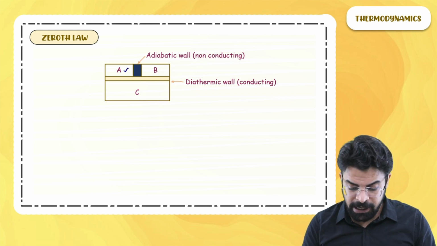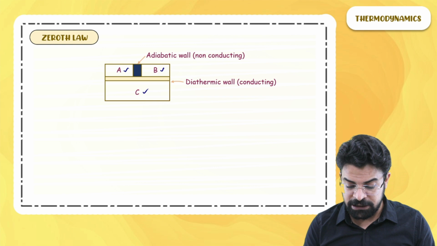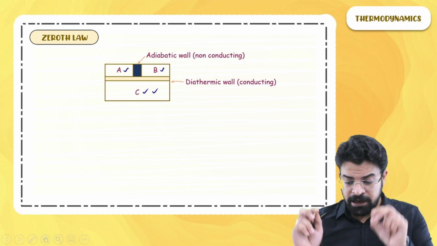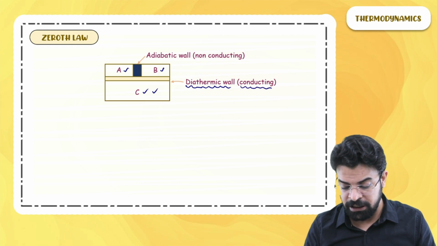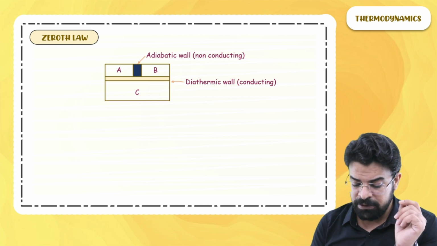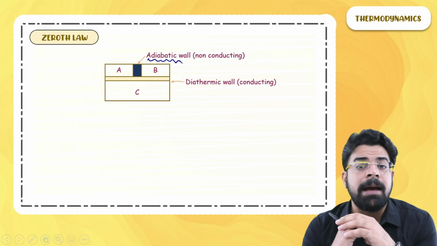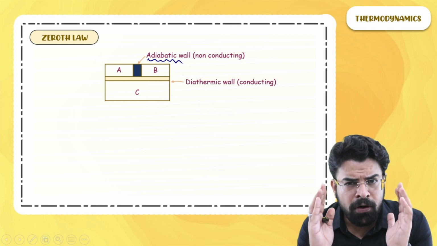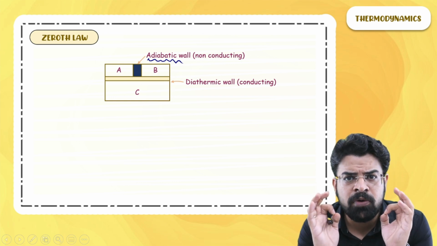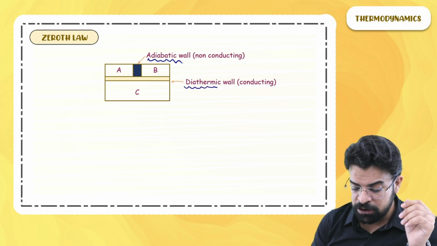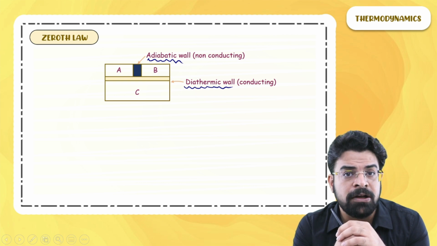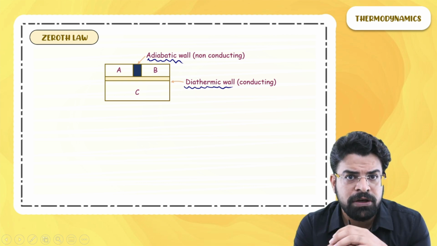While A and C as well as B and C are separated by a diathermic wall. Diathermic walls are made up of conducting material. Every time I say adiabatic wall, think of ceramic walls. The wall made up of ceramic will let only a very small amount of heat pass through it. And whenever I say diathermic walls, think of walls made up of metals. Through the metals, the heat can flow easily, right?